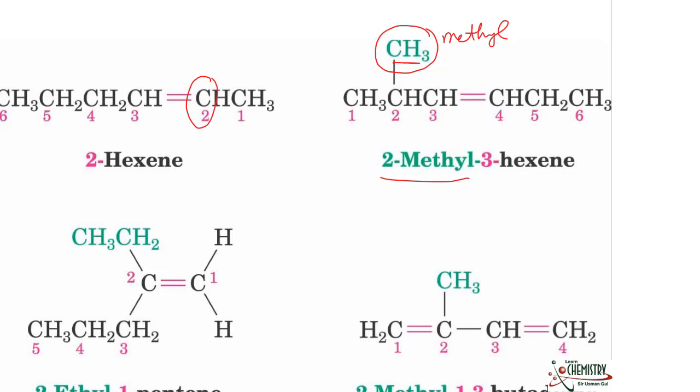As the double bond is on the third carbon, it is 3-hexene. So the complete name will be 2-methyl-3-hexene. Okay, good. Now moving forward, another example here. This is also a very important example.